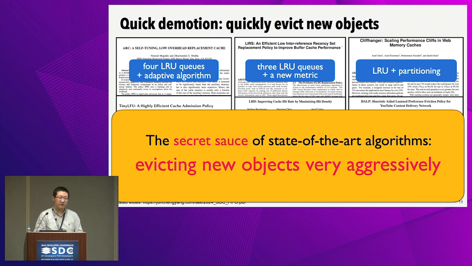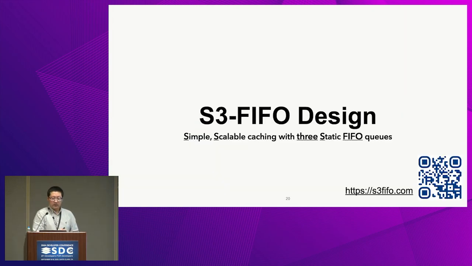With this, you can probably guess how we should design a better eviction algorithm that's simpler while being very effective. So let me introduce S3-FIFO. It stands for Simple Scalable caching with 3 Static FIFO queues. So it has nothing to do with AWS S3. We just have 3 in the keyword here, that's why it's called S3.